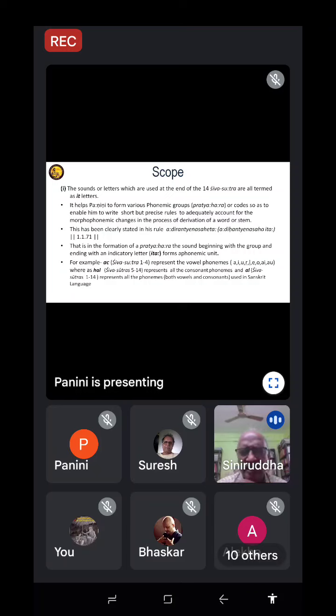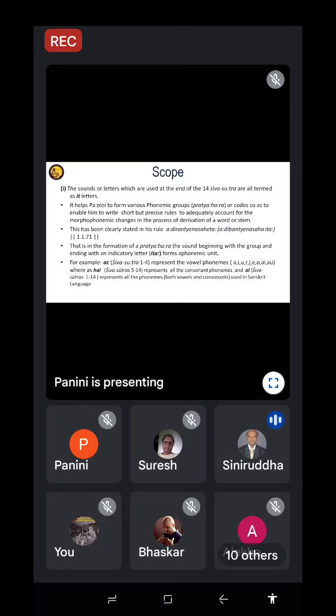These classes are always grouped or identified by a certain marker, a certain indicator. That is why we have various phonemic groups, which we call pratyahara. A pratyahara is a phonemic group; it represents a group of sounds. So pratyahara is a code. If you use pratyahara, you need not explain everything wherever it comes. When you say iko guna vriddhi, iko means the ik pratyahara.